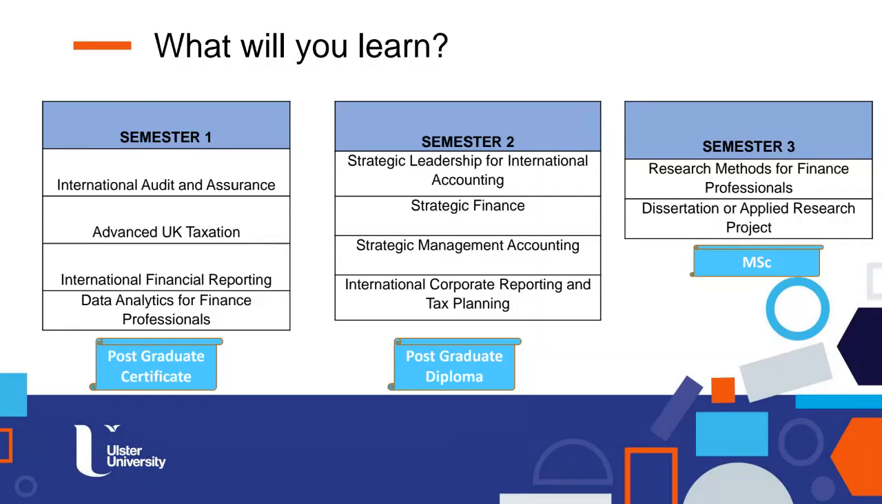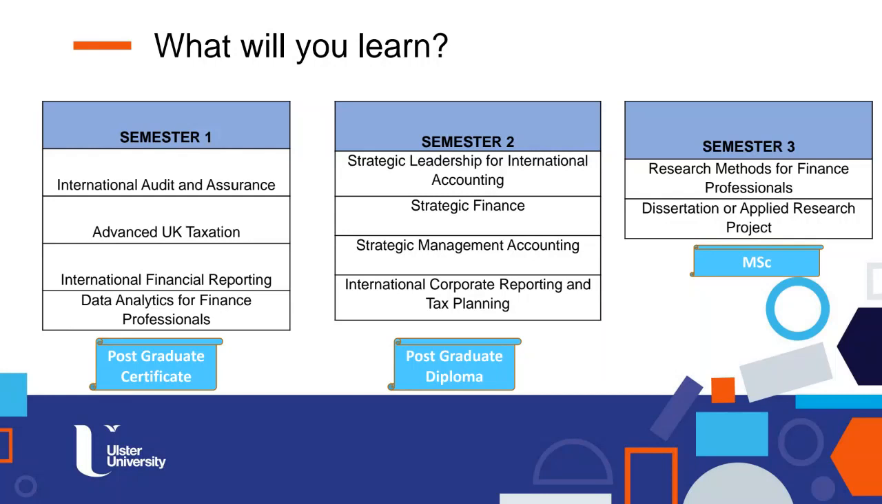And in semester 2 then, which runs from the end of January to the start of May every year, you will be doing your Strategic Leadership for International Accounting module, and that's a key module for the ACCA qualification as well as Chartered. You'll be doing Finance and Management Accounting, and then you'll be looking at international corporate reporting and tax planning. So you'll be looking at international financial reporting as well as international tax planning for corporate entities, so for companies.